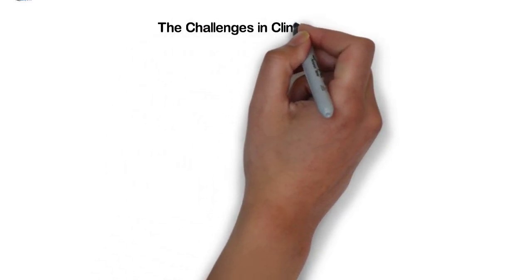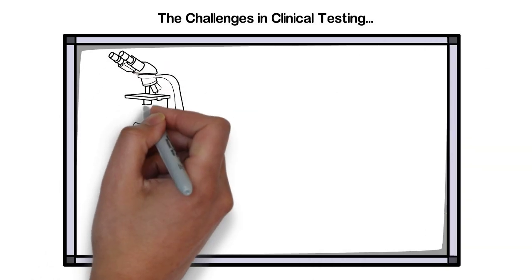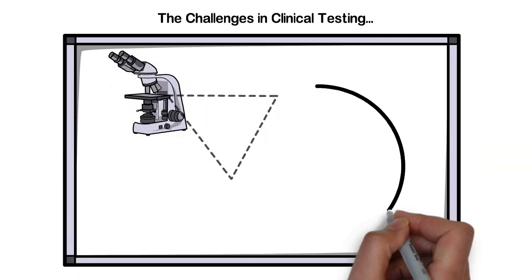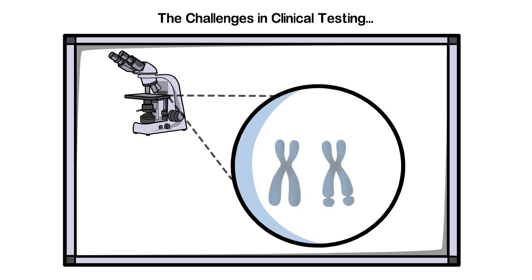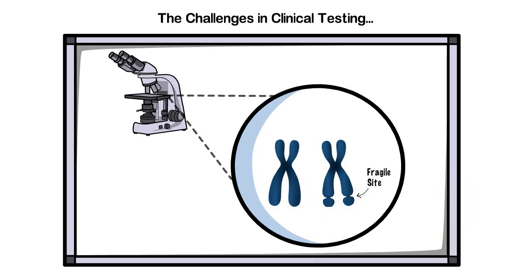Now that we have discussed Fragile X syndrome, it's time to consider the challenges faced in clinical testing. Historically, Fragile X used to be diagnosed based on a microscopic view of the chromosomes. This is where the name Fragile X comes from. Individuals with repeat expansions would have a distinctive fragile site on the metaphase chromosomes. Diagnostic testing has come a long way since this method was used and requires a higher level of precision for elucidating the exact length of the fragments.